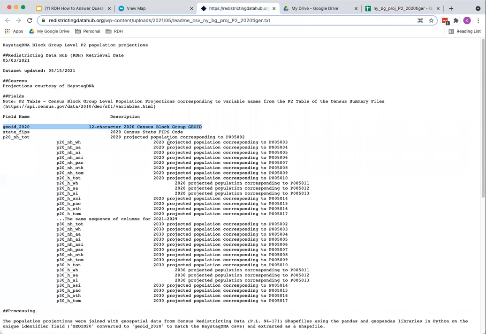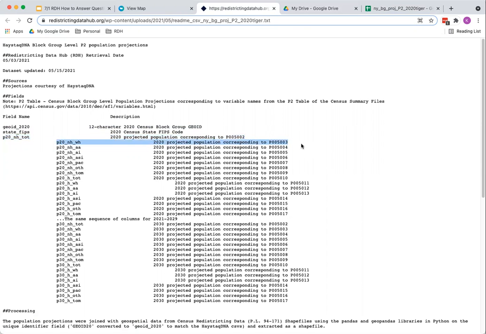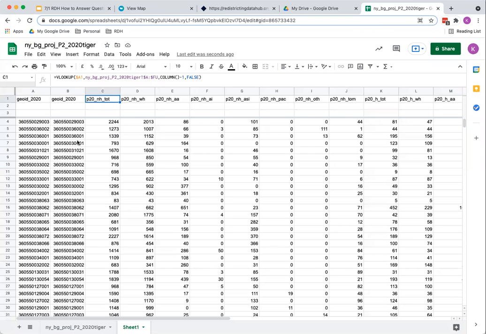So we already know that Geo ID is the 12-character 2020 Census Block Group Geo ID. We also know that the P20NH total is the total projected population for this particular census block group. And then it breaks it down by races. This happens to be white, African American, American Indian and Native Alaskan, Asian, and so on and so forth. Okay, so this basically breaks down the block group by race.